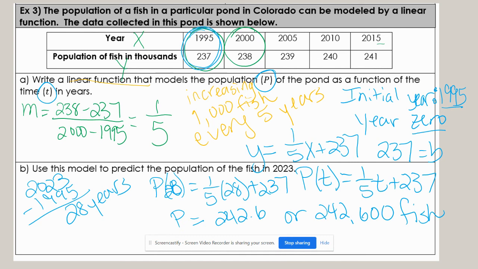And you can check that, every 5 years you're gaining 1,000. So we could estimate to see in our table, the year 2020 would be next, and that would be 242. And then 2025 would be 243. So does 242.6 make some sense? If we're in the year 2023, it's a little more than halfway. 2023 is a little more than halfway between 2020 and 2025. So I definitely feel like that works and it makes sense.